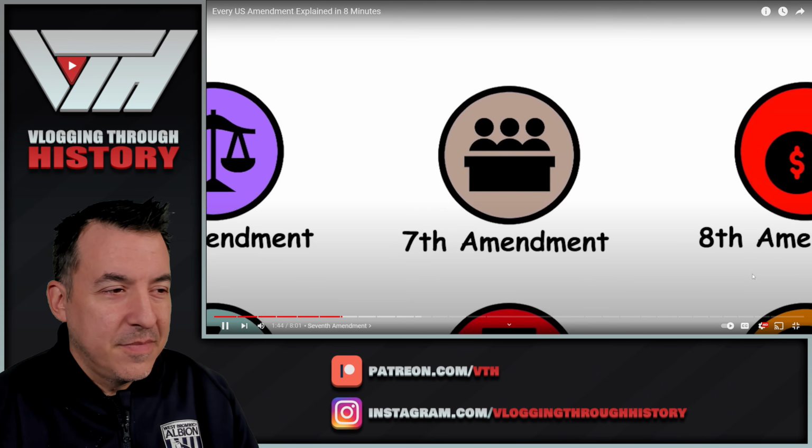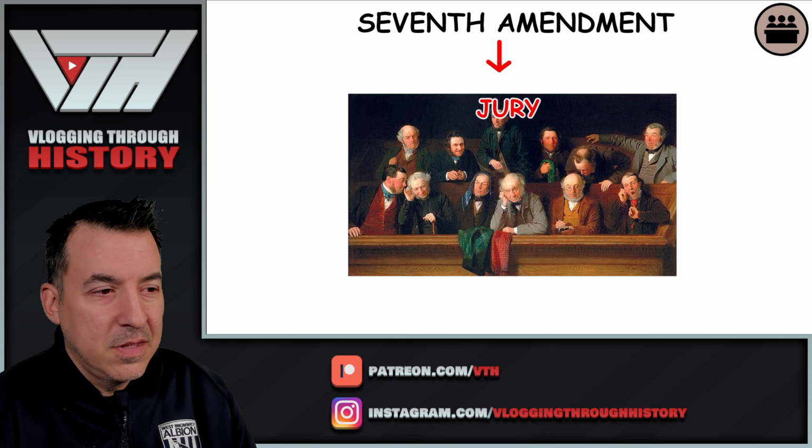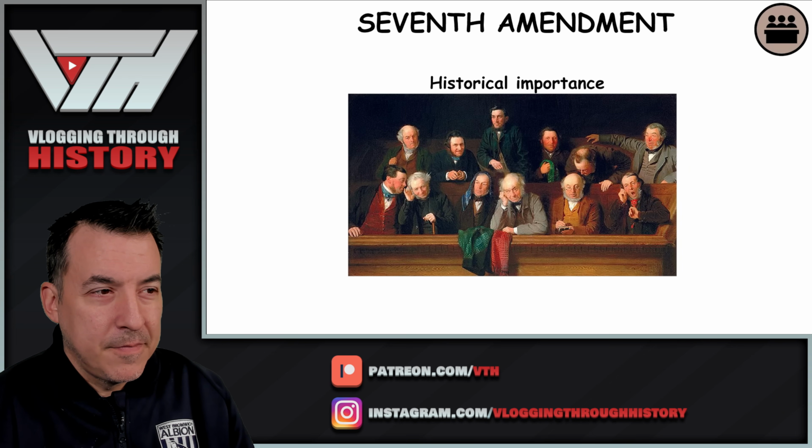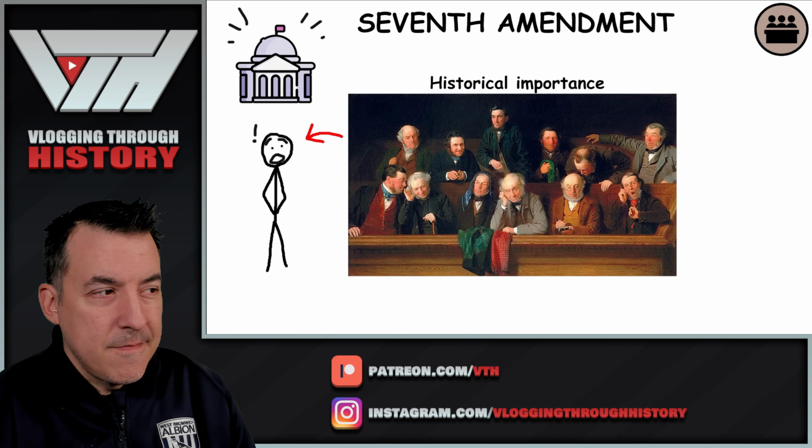The Seventh Amendment guarantees the right to a jury trial in civil cases involving disputes over property or money, preserving the role of juries in the legal system. It reflects the historical importance of jury trials in protecting individual rights against arbitrary government action.